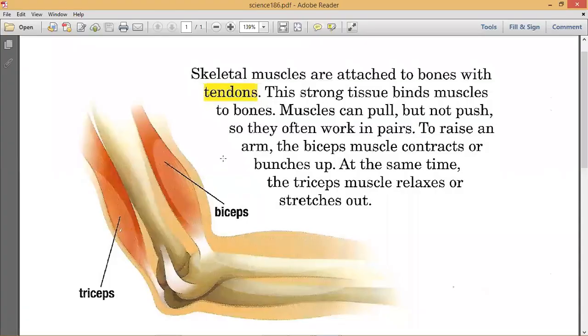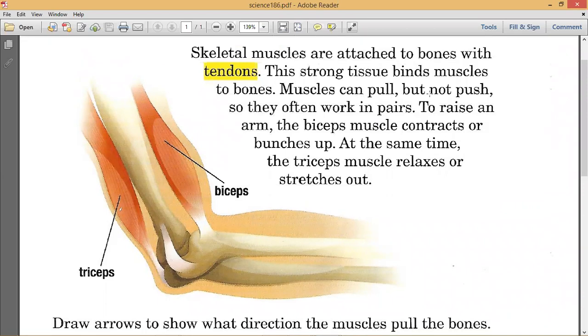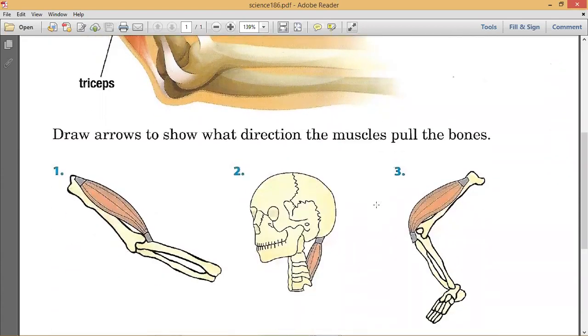So this is what I was telling you. The skeletal muscles are attached to bones with tendons. Muscles can pull but not push, so they often work in pairs. To raise an arm, the biceps muscle contracts or bunches up. At the same time, the triceps muscle relaxes or stretches out. Now, you have an exercise here. You have to draw arrows to show what direction the muscles pull the bones.